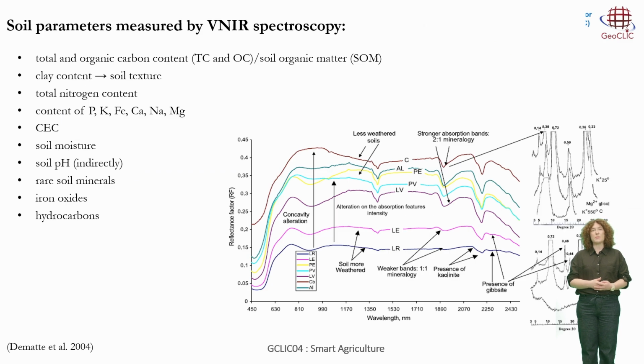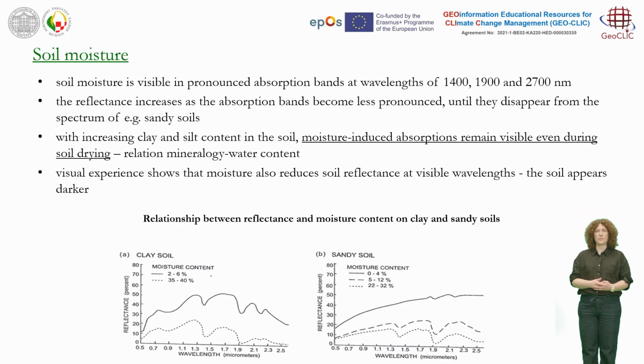What parameters can be measured by proximal near spectroscopy? Total and organic carbon content and soil organic matter content, clay content, total nitrogen content, content of macroelements in soil, cation exchange capacity, soil moisture, soil pH, rare soil minerals, iron oxides and hydrocarbons as well. They all have specific peaks and absorption features in spectra. Soil moisture has a huge effect on soil reflectance. Soils with more moisture appear darker and soil reflectance is reduced.